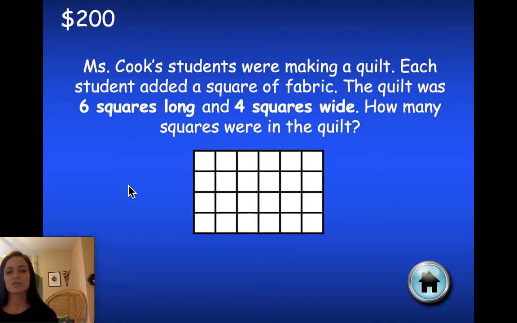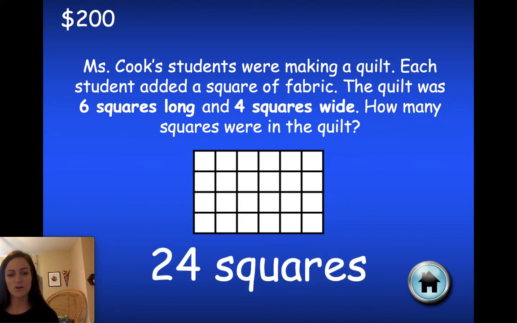All right, Miss Cook's students were making a quilt. Each student added a square of fabric. The quilt was 6 squares long, so 1, 2, 3, 4, 5, 6, and 4 squares wide. 1, 2, 3, 4. How many squares were in the quilt? I'm going to challenge you not to just pause the video and count these. What's a fast way you could find the answer to how many squares there were in the entire quilt? Go ahead and click pause, write down your answer, and then push play when you're ready to find the answer.